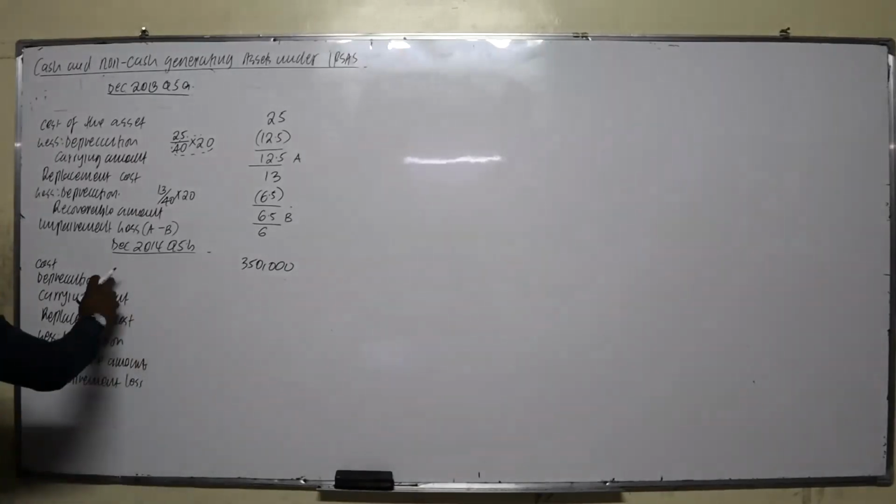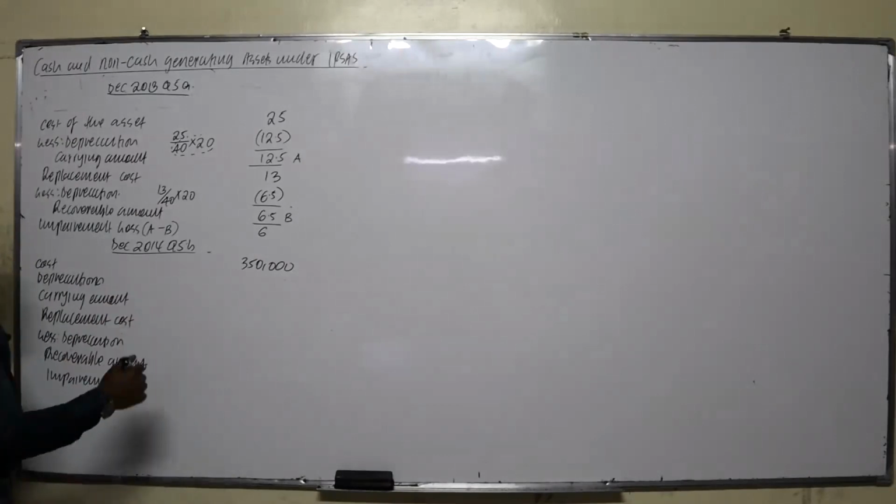Now let's determine the depreciation. So we are assessing after 5 years, 350,000. How much is the expected economic life? 8, so that you get depreciation per annum, and then we are assessing after 5 years. So how much is the accumulated depreciation? 218,750. So how much will be the carrying amount? 131,250.